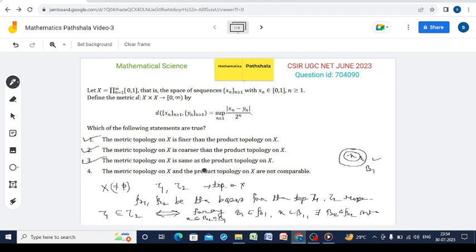And option 4, they are not comparable, is not the correct option. So options 1, 2, 3 are the right options.